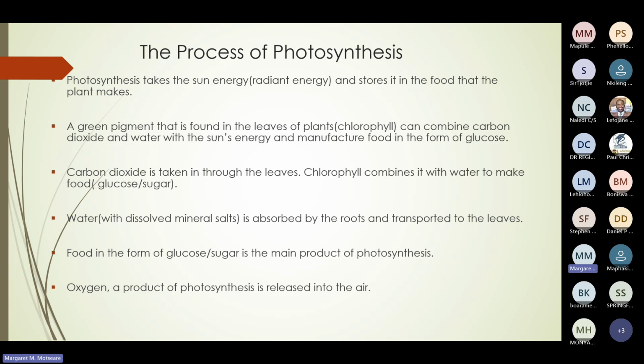Food in the form of glucose or sugar is the main product of photosynthesis. It means the main product, something that is produced during the process of photosynthesis, is glucose or food. Oxygen is also a product of photosynthesis and it is released into the air.